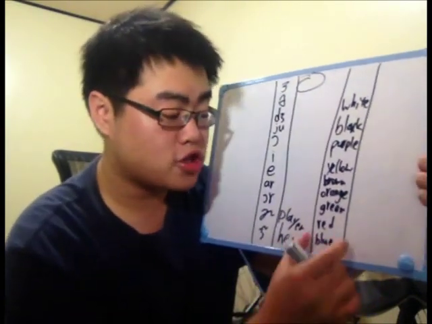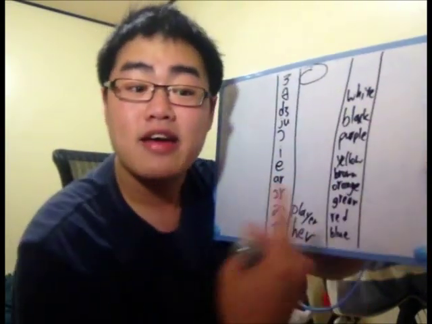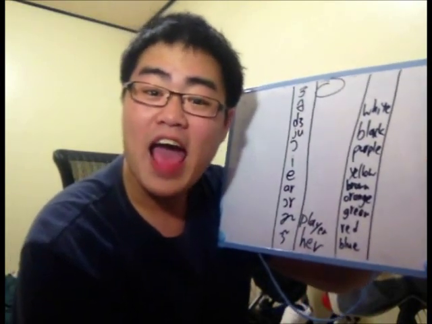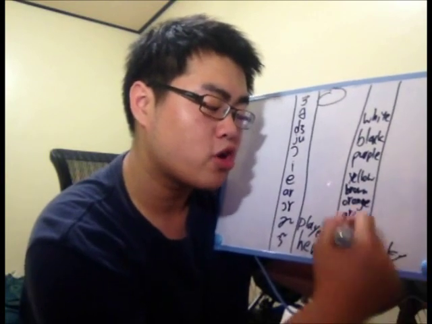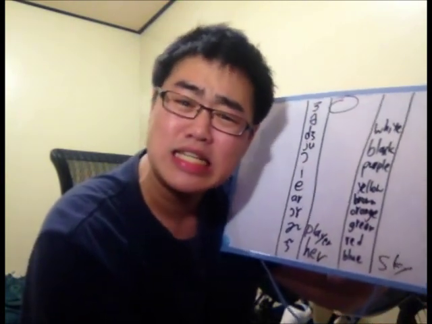You can also do a version like this where you write the colors inside and have students write an object that has that color. Such as this one, it says blue. What you can write is sky. For red, you can write apple maybe.